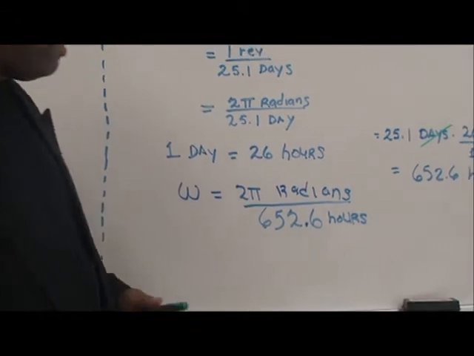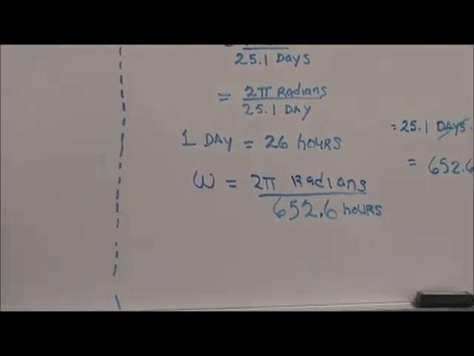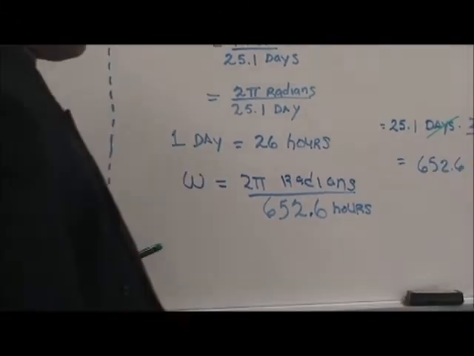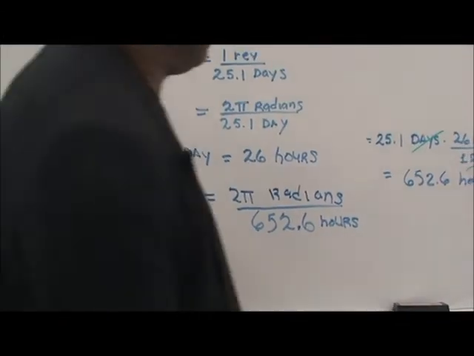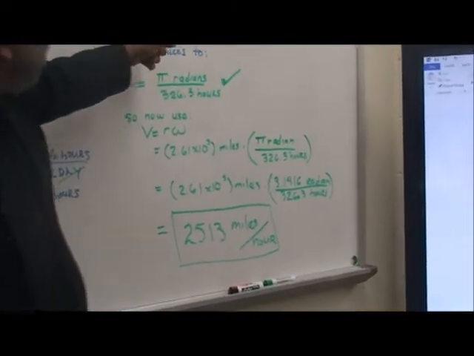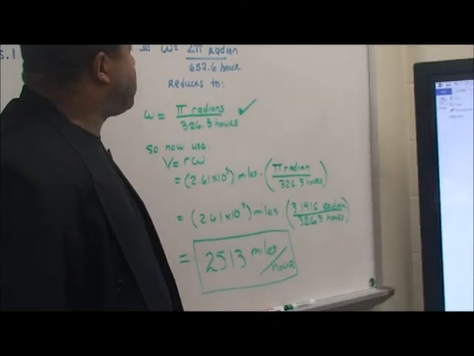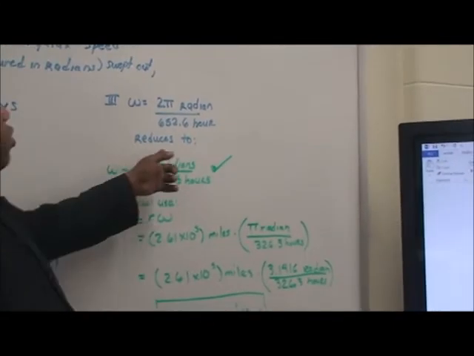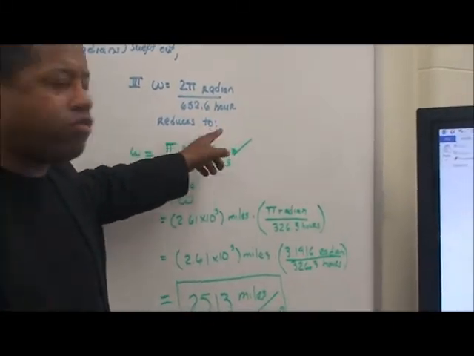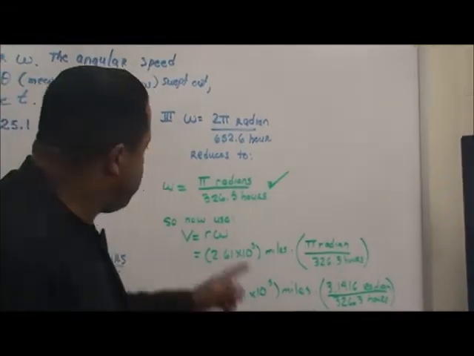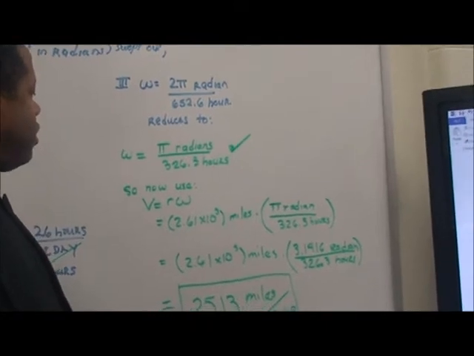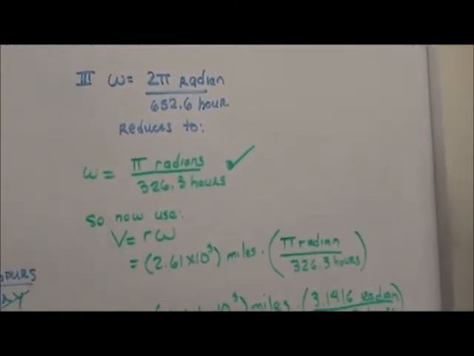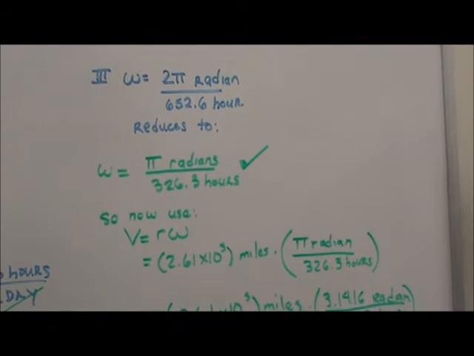So in this case now, 2 pi radians, one revolution, is going to be equal to 652.6 hours. So this is a ratio, this to this, right? As you see. So we go over here, we put this here. Of course, we continue writing this. 2 pi radians divided by 652.6 hours reduces down to, we have to always reduce to the lowest term, which will be pi radians divided by 326.3 hours.